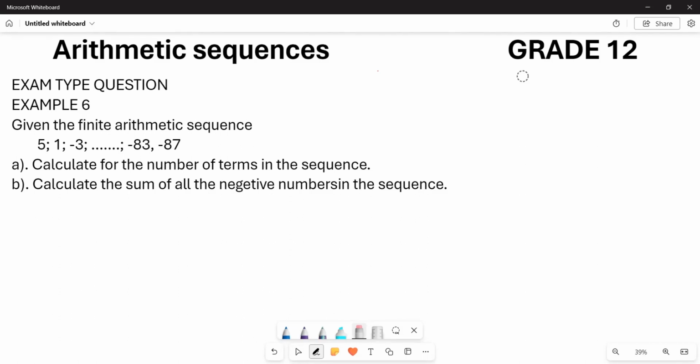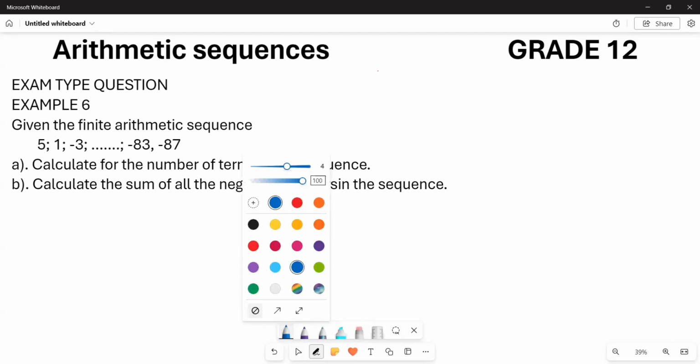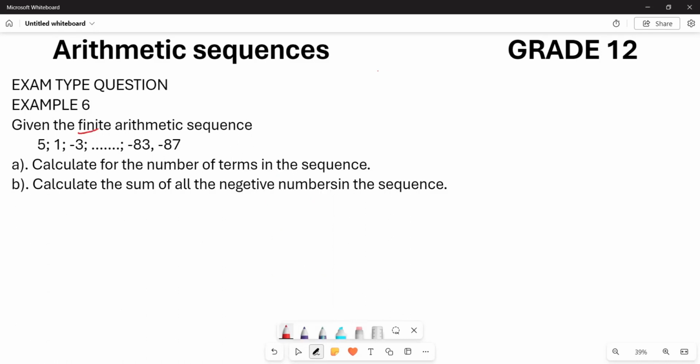Some of you are wondering what this word finite means. I think all of us are familiar with the word infinite, which means something that never ends. So finite is a sequence that has an ending, which means in this particular sequence you do have your last term altogether. That is what the word finite means.